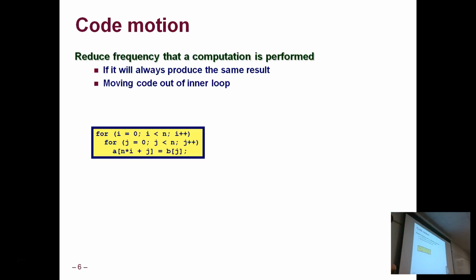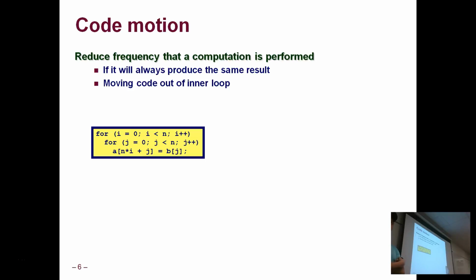Here's an example of code motion. The idea of code motion is to reduce the frequency that a specific computation is performed, and only if it's going to produce the same result. If you've got a scientific computation and you have an inner loop that's being called over and over again, you want to look into that inner loop and see, is there computation in there that is not necessary? Here's an example of an inner loop. You have a counter i for the outer loop, and the inner loop has a counter j. Within the inner loop, you have this array access, where you get the element n times i plus j, and you set it equal to b of j.